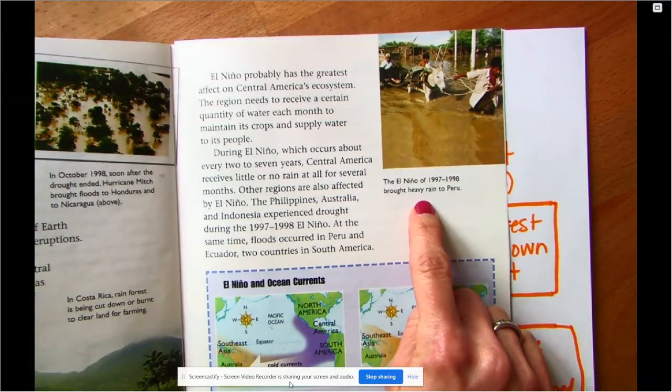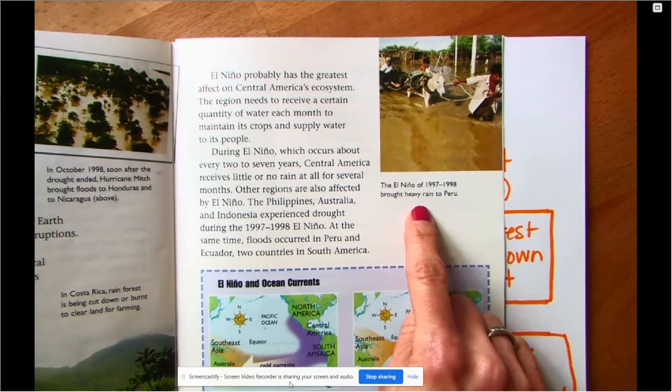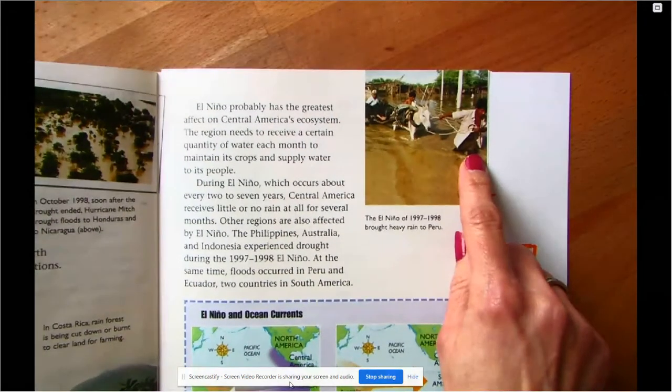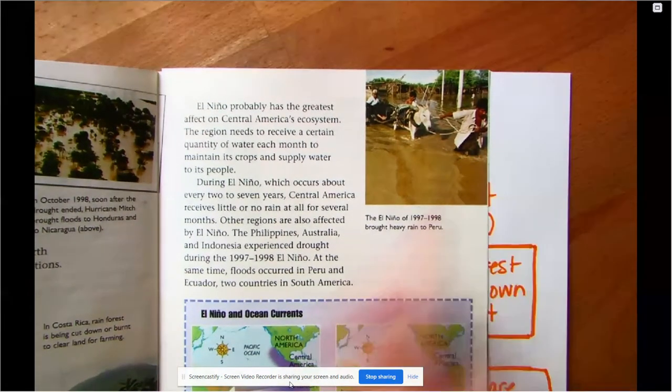Here, the El Nino of 1997 and 1998 brought heavy rain to Peru. You can see how deep that water is. That man is almost up to his waist in the water.